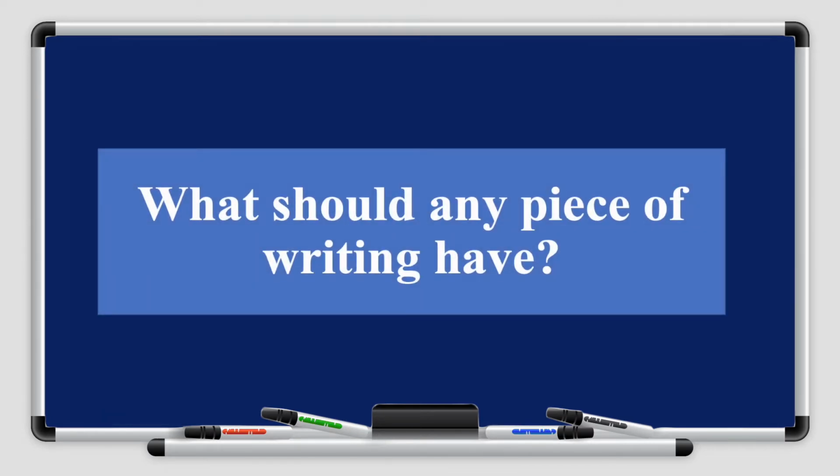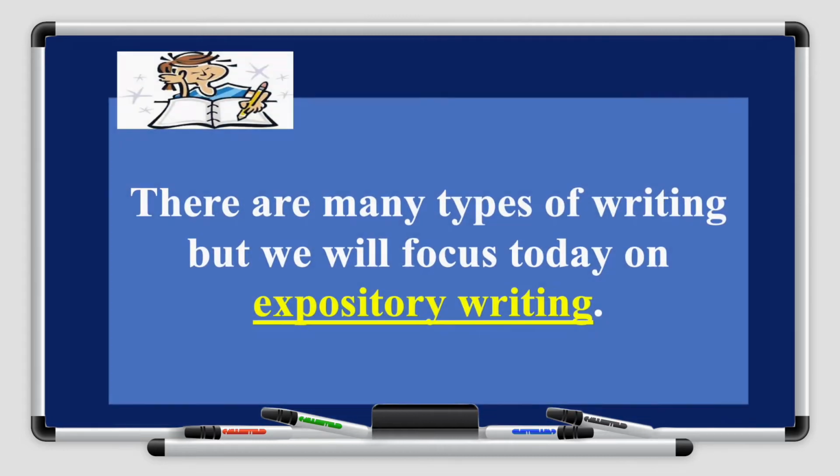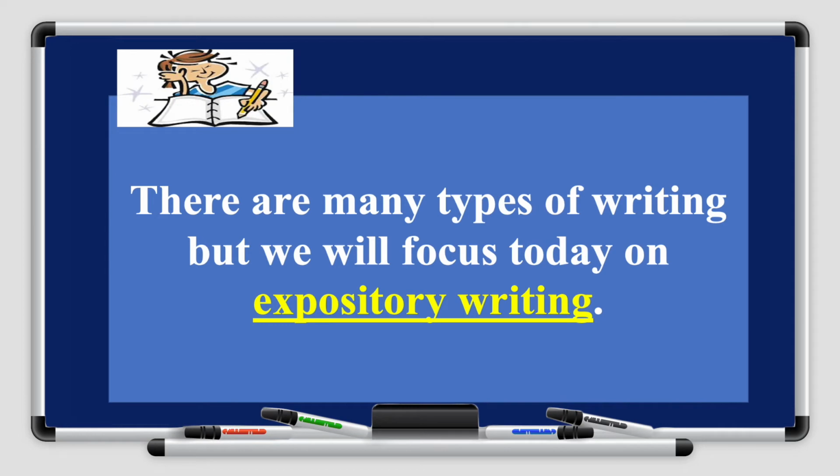Now let's try to remember that any piece of writing should have a beginning, a middle and an end. In our beginning we need to have our topic sentence where we give the main topic of our paragraph, followed by the supporting details and information in the middle, and finally in the end we have the conclusion. Now in today's episode we'll be focusing on expository writing.